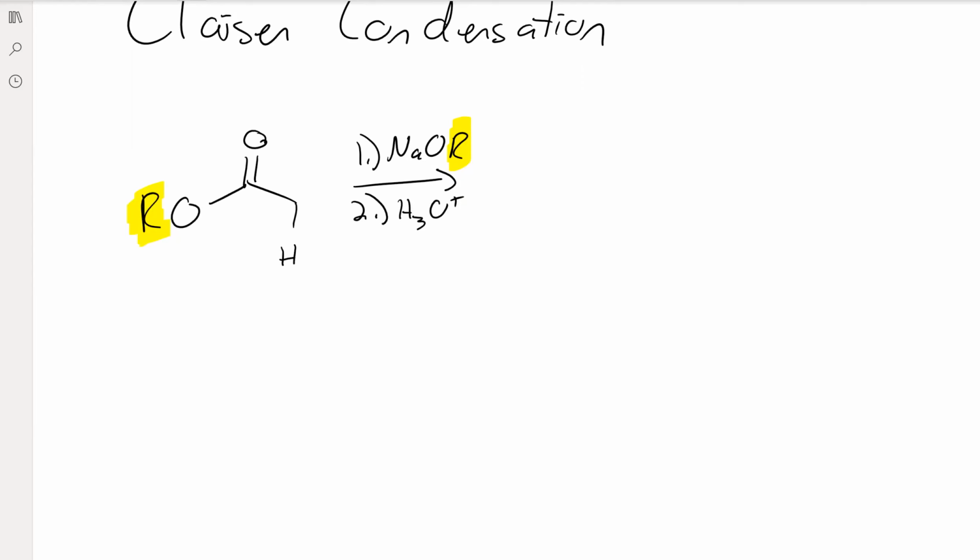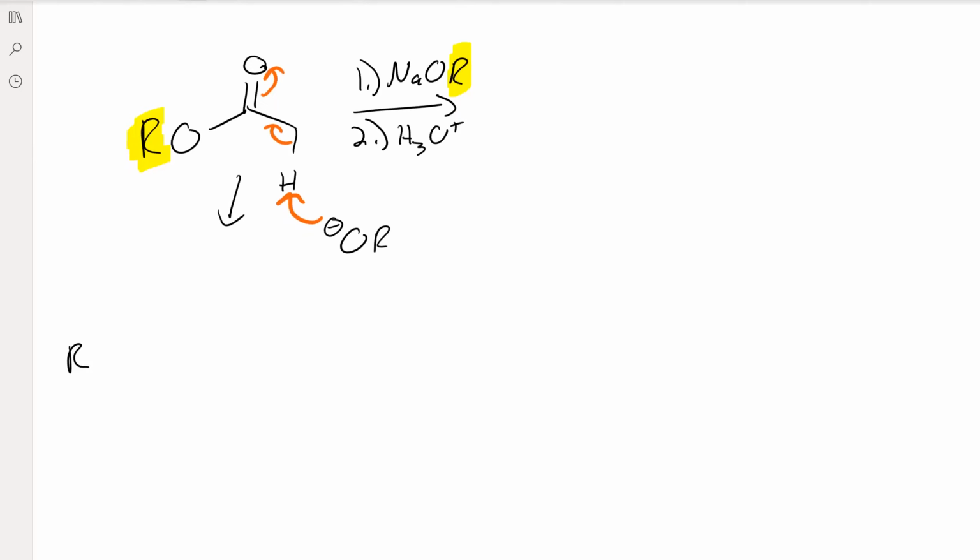So we have this proton, which is slightly acidic. We've got our OR minus coming in, acting as our base to form our enolate. And then it's just going to react with itself, right? Same as in the aldol reaction.